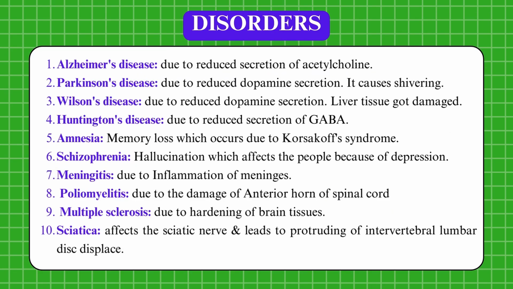At last, disorders related to the neural system. Alzheimer's disease, due to reduced secretion of acetylcholine. Parkinson's disease, due to reduced dopamine secretion. It causes shivering. Wilson's disease, due to reduced dopamine secretion. Liver tissue gets damaged. Huntington's disease, due to reduced secretion of GABA. Amnesia, memory loss, which occurs due to Korsakoff syndrome.